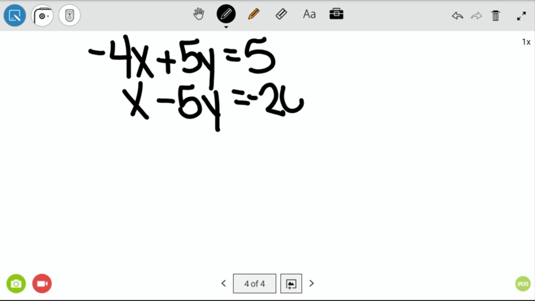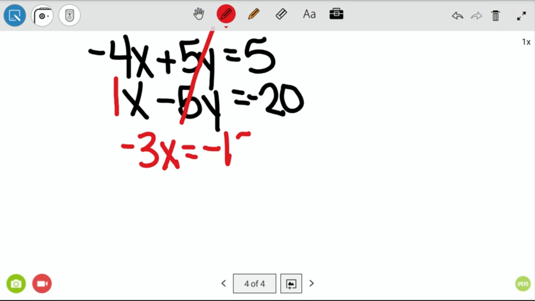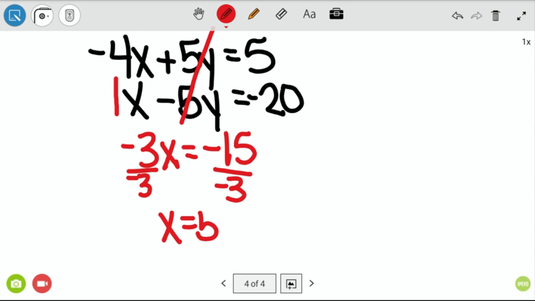All right, do we see anything that makes 0? A negative 4, and that's a 1. We just never write it. That doesn't make 0. But what about a positive 5 and a negative 5? Absolutely makes 0. So we are ready to combine. We get negative 3x equals 5 minus 20 is negative 15. So we divide by negative 3, and we get x is 5.